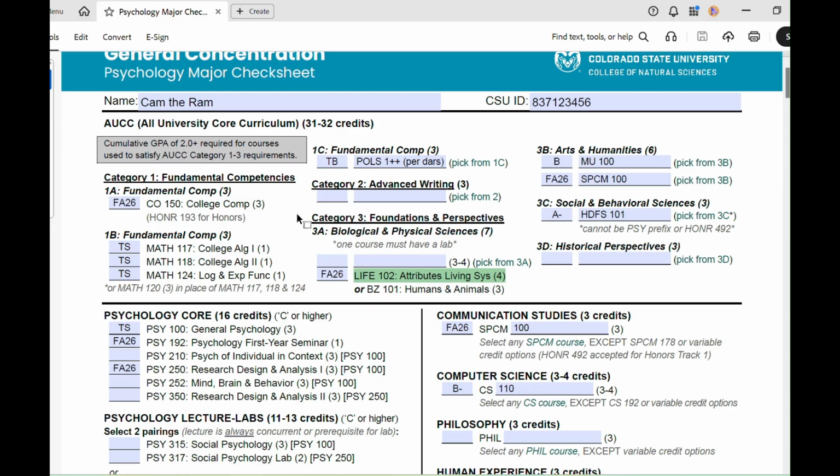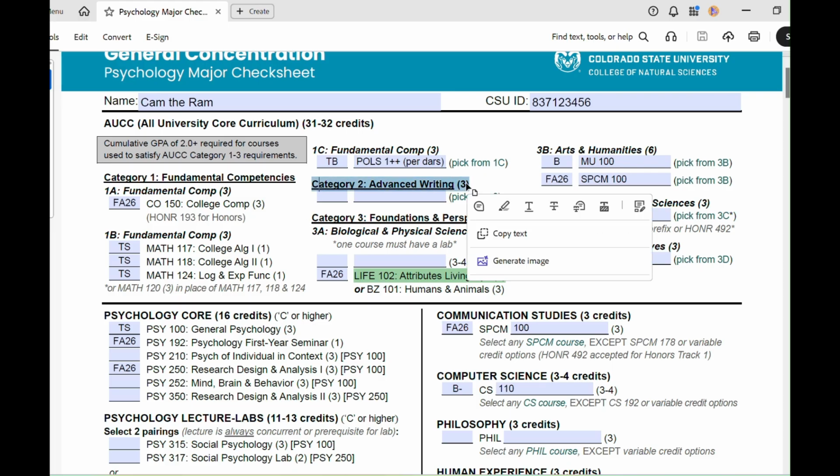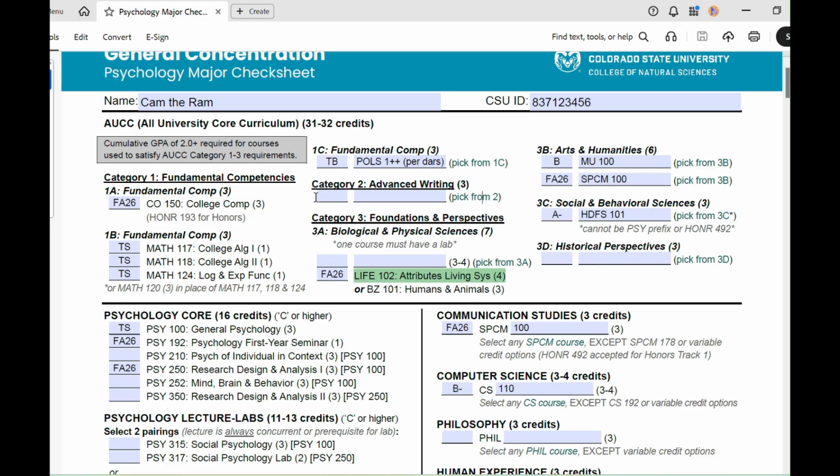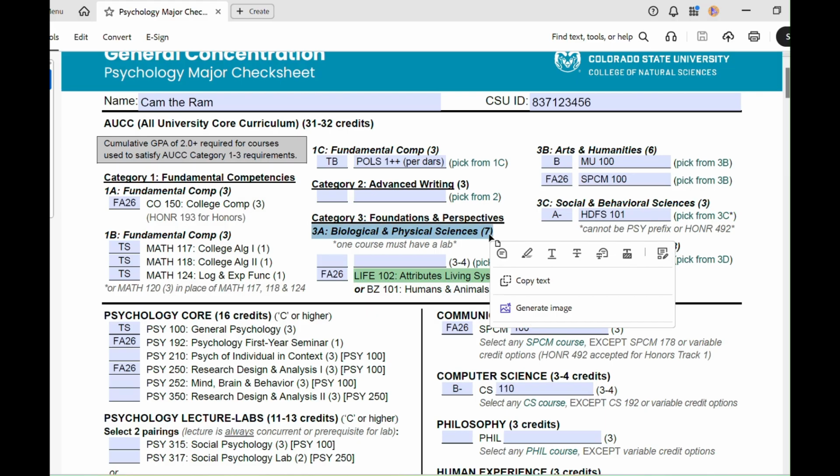For the advanced writing, psychology majors will take this closer to their junior year. Please note that as you begin to graduation plan. Next is Category 3, Foundations and Perspectives, Biological and Physical Sciences.